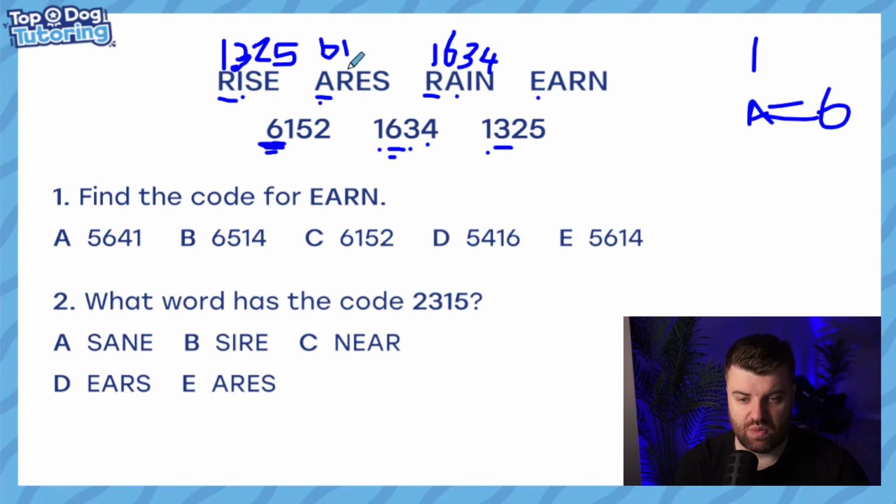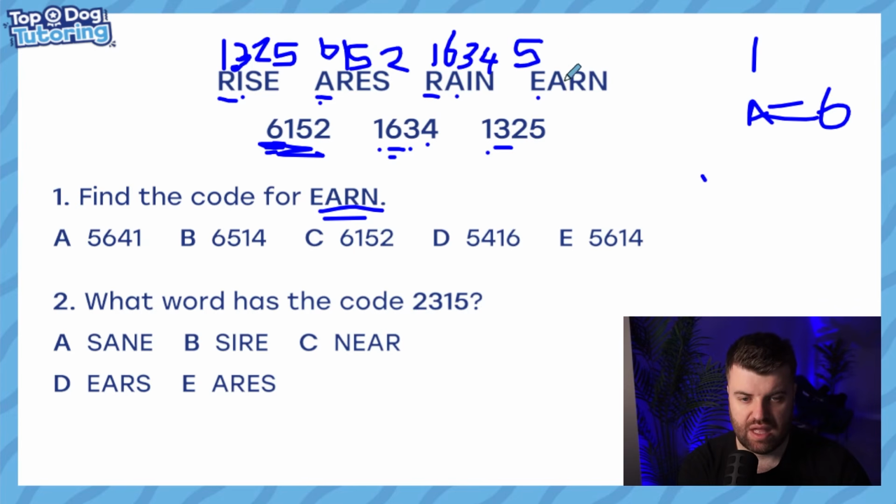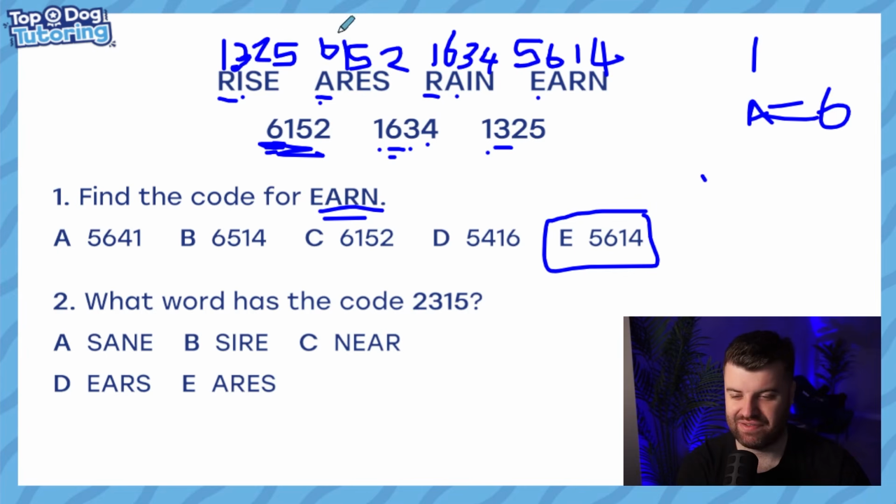So let's take a look here then. R we already know was a 1. So we know Aries is this one, 6, 1, 5, 2. And then it leaves us with earn, which weirdly enough is the question we're given. So finding the code for earn. E, we know that's a 5. A, we know that's a 6. R, we know that's a 1. And N, we know that's a 4. 5, 6, 1, 4. Thankfully, it's right there at the end. Had a panic for a second.